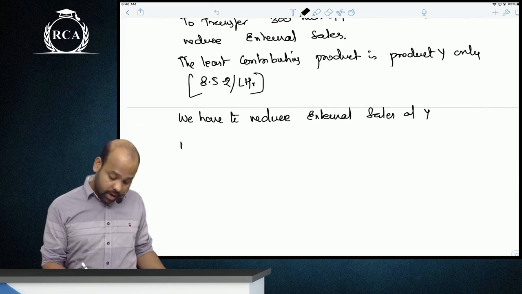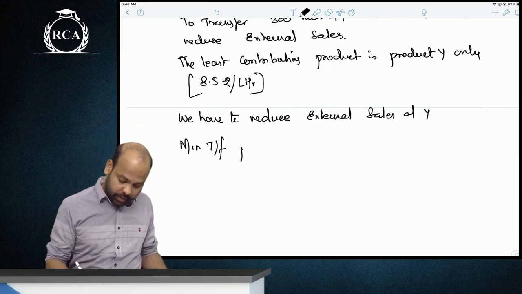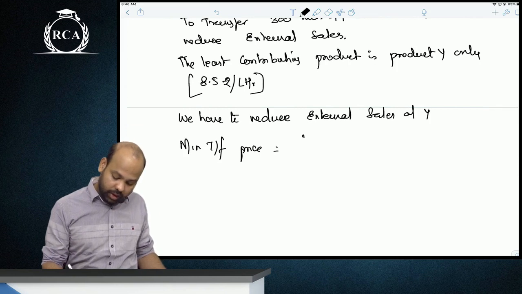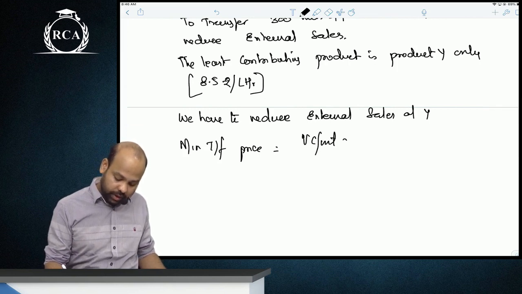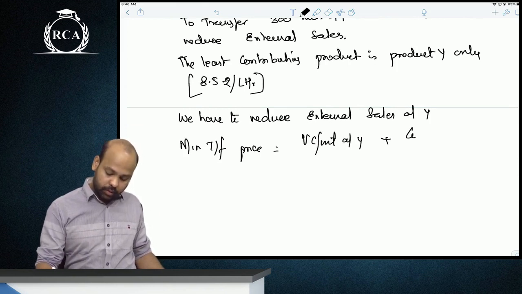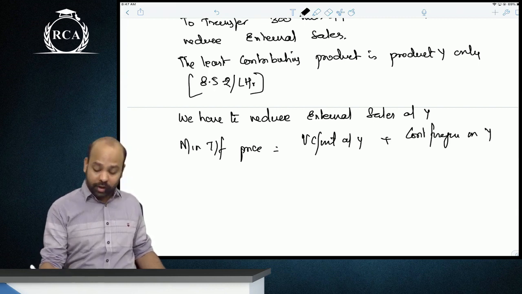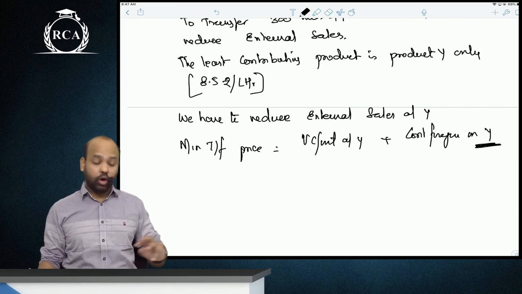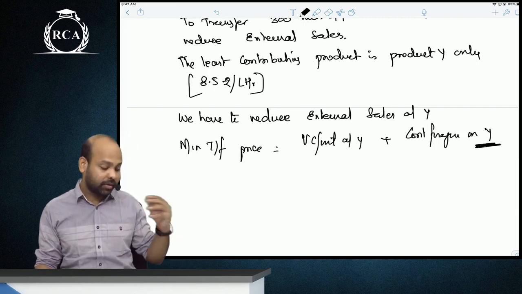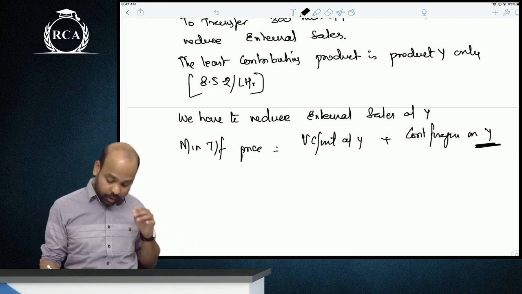How will you write this? Your minimum transfer price beta would be the variable cost per unit of Y plus the amount of contribution foregone on Y. Here it is on Y only beta, not necessary that this should be on Y. In the next question we will see, beta, it will be some other product.